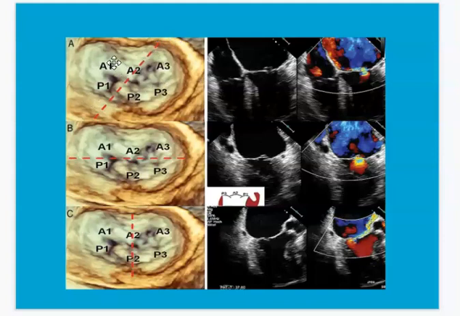So all these views give us a better analysis of which part of the leaflet, be it anterior or posterior, is the issue, and whether that can be clipped or needs to be surgically repaired, or whatever they decide to do.